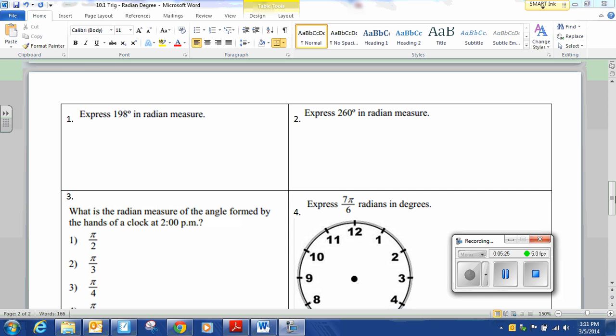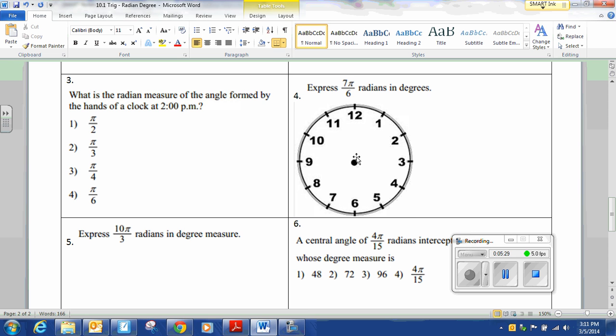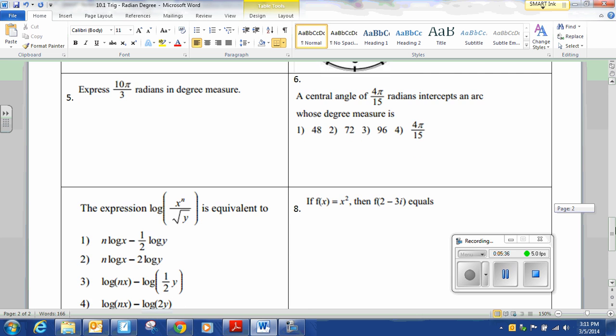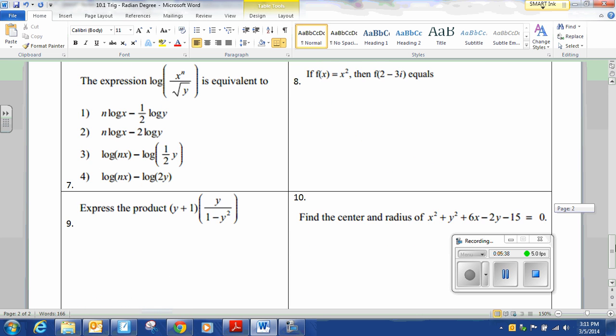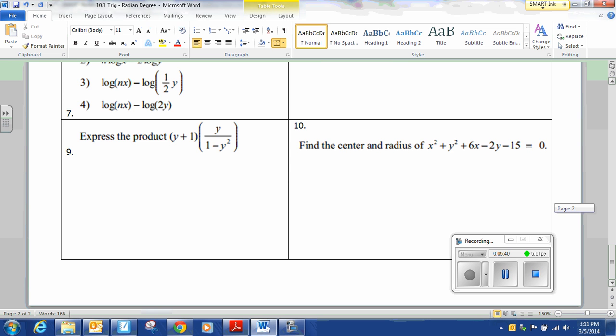Tonight's homework looks like this. Here's number 1 and number 2. Number 3 and number 4. Now this graphic right here, this clock, actually goes with number 3. Number 5 and number 6. Number 7, number 8. Number 9 and number 10.